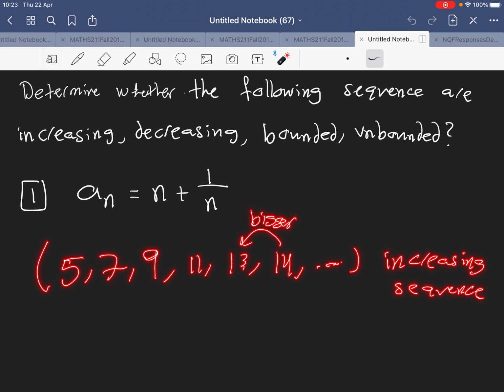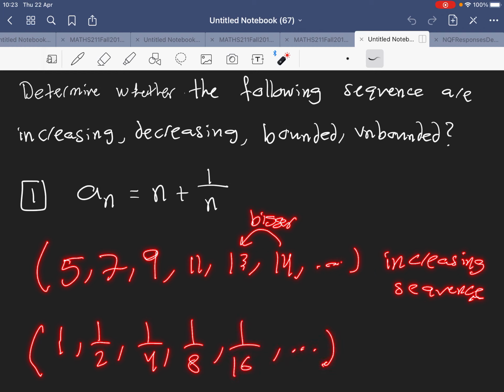Now, if the opposite is going on, for example, the numbers are getting smaller and smaller, we call it decreasing. So numbers like 1/2, 1/4, 1/8, 1/16, look at those numbers getting less and less. We call this an example of a decreasing sequence.